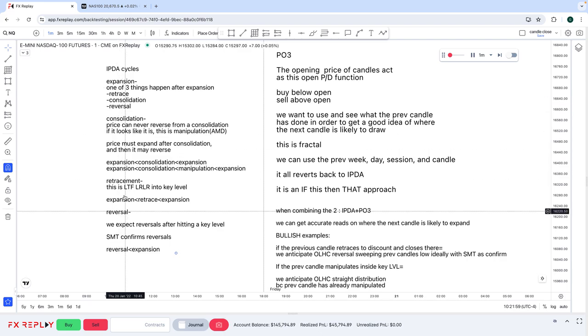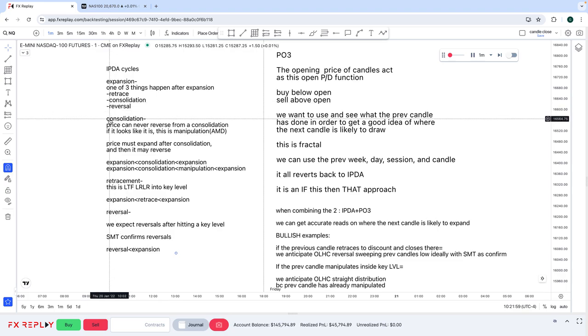Right, there's 4 cycles, and the price is always doing one of the 4. So let's just classify expansion. One of the 3 things happen after expansion. We all know what expansion is. But what happens after? Right? Retracement, consolidation, or reversal.